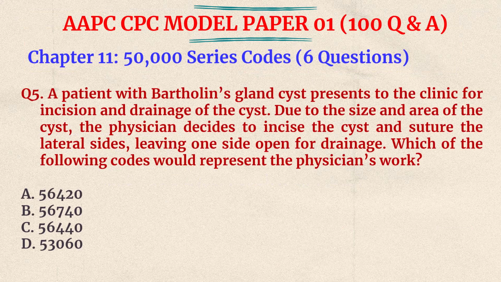Question number 5. A patient with Bartholin's gland cyst presents to the clinic for incision and drainage of the cyst. Due to the size and area of the cyst, the physician decides to incise the cyst and suture the lateral sides, leaving one side open for drainage. Which of the following codes would represent the physician's work? There are 56,000 and 53,000 codes available. Please pause the video, take your CPT code book and find the answer.